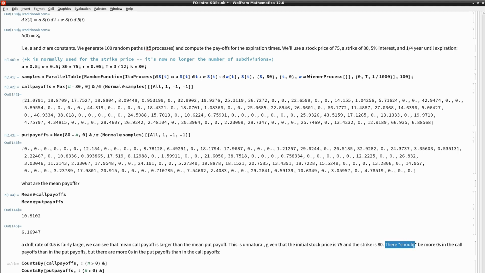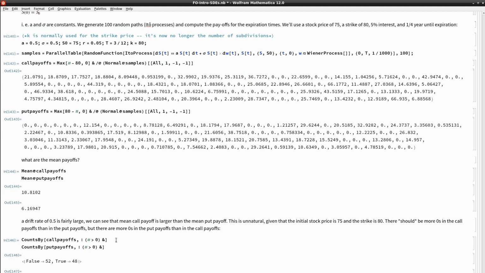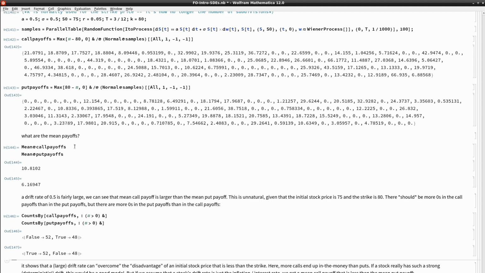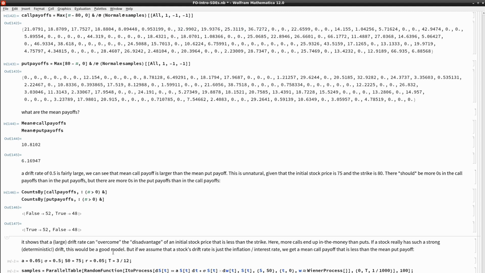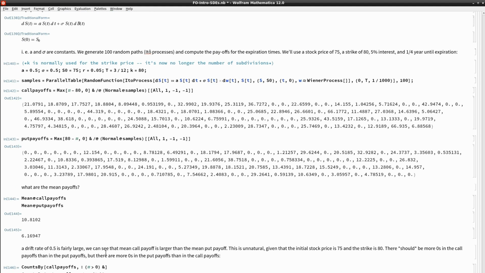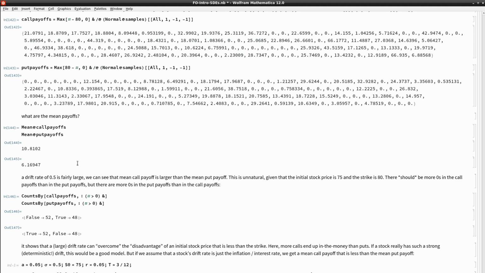So there should really be more zeros in the call payoffs than the put payoffs, but there are more zeros in the put payoffs than in the call payoffs. If we are looking at this, and yeah, this never fails me when I generate these random numbers, we see that this is a little bit abnormal, which means we were covering those $5 simply by appreciating the stock at an unreasonable rate, 50% appreciation rate.